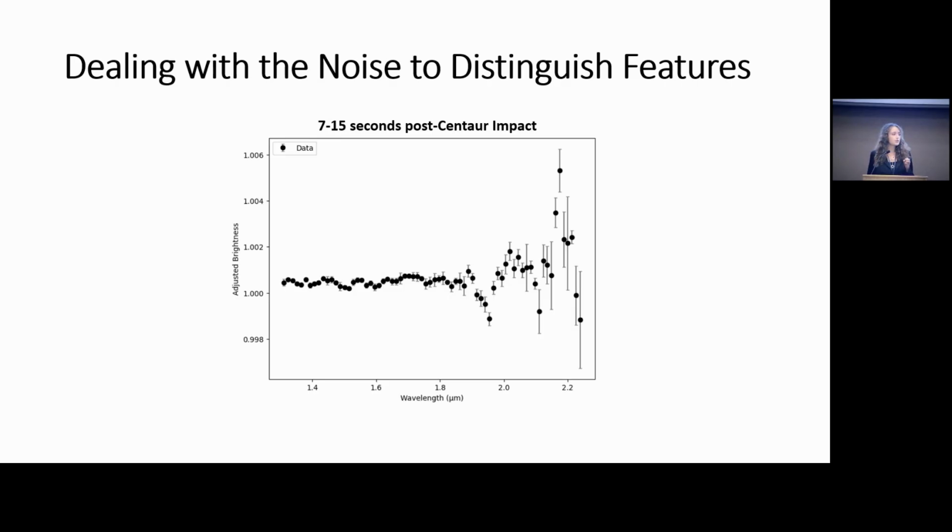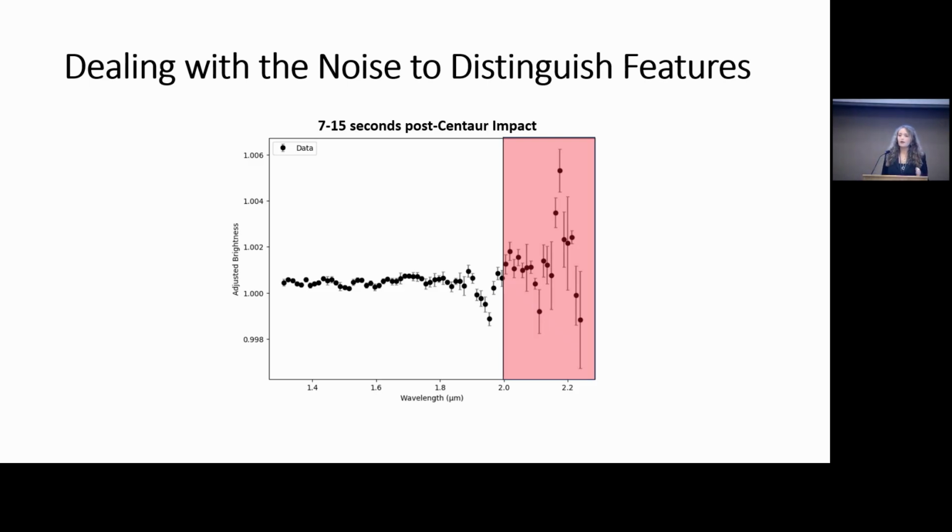So next, I want to talk a little bit about some of the issues that exist in the data, and that's noise. As you can see, with increasing wavelength, the noise increases, just based on how the size of the error bars increase. So one beginning method to overcome this error is to only look from the 1.3 to 2 micron wavelength range and ignore, for now, the 2 to 2.3 micron wavelengths.